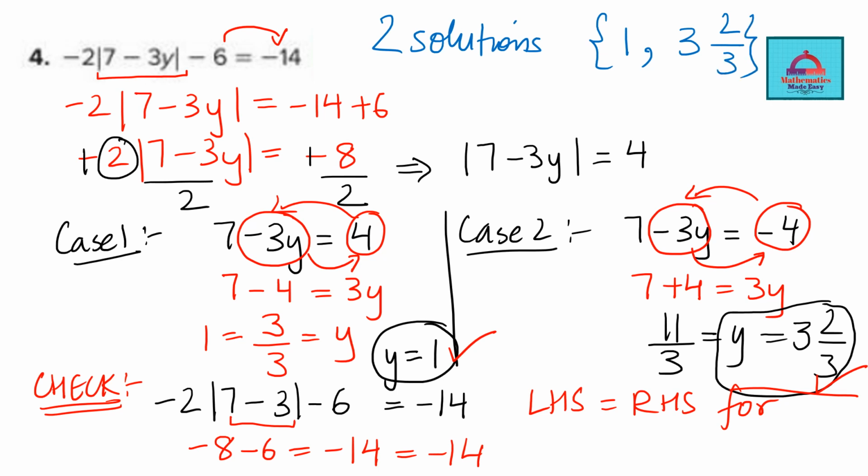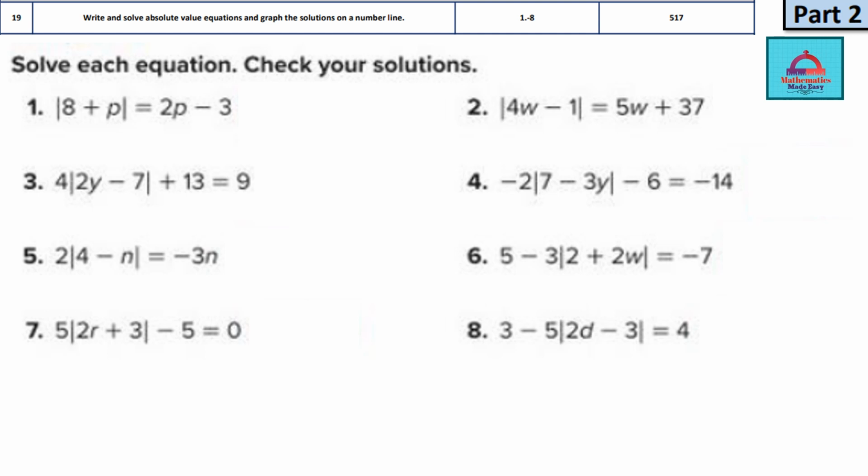So now we have completed all three categories of question where you have one solution, two solutions, and no solution. So in today's video, we considered all three kinds of question. In question 1, we had one solution. In question 3, we had no solution. And in question 4, we had two solutions.